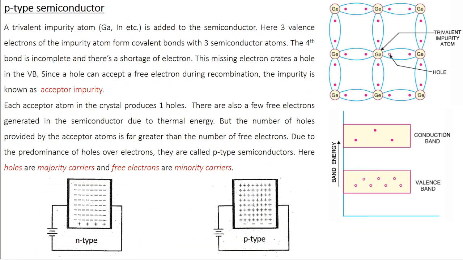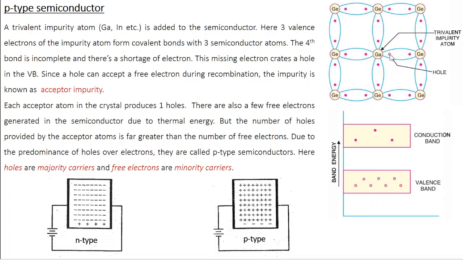Now if you look at a p-type semiconductor, the story is just the reverse. Instead of a pentavalent impurity atom, we add a trivalent impurity atom like gallium or indium. Trivalent means it has 3 electrons in the valence shell. So the 3 valence electrons of the impurity atom form covalent bonds with 3 semiconductor atoms, but the 4th bond is incomplete, right? For the bond to complete, you need a 4th valence electron from the impurity atom. Unfortunately, that is missing here, so there is a shortage of an electron in this bond.